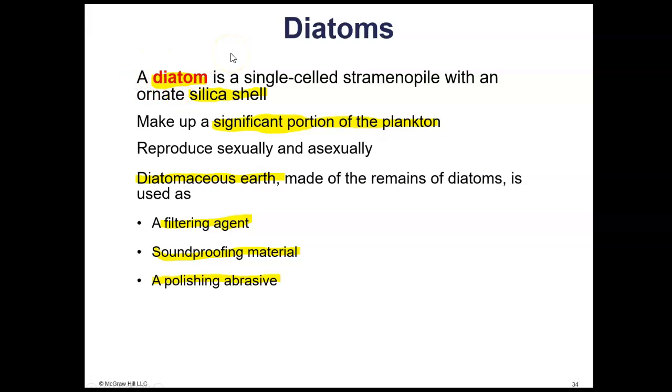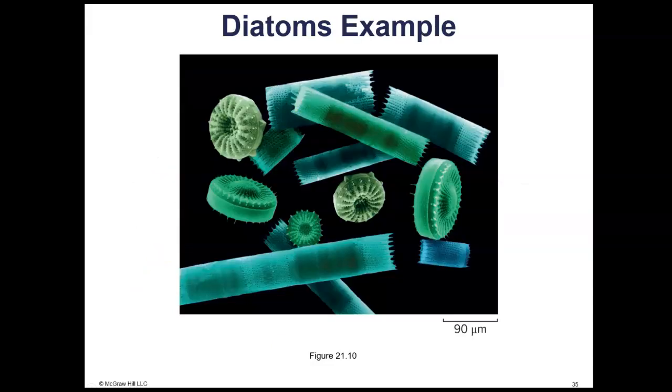Now, the next groups that I'm going to go through are the stramenopiles. They include the diatoms, which have a silica shell or a glass shell. A significant portion of the plankton comes from diatoms. Diatoms form into diatomaceous earth. Diatomaceous earth is made of the remains of diatoms, and it can be used as a filtering agent, soundproofing material, or a polishing abrasive, because basically it's just glass, sandy glass.